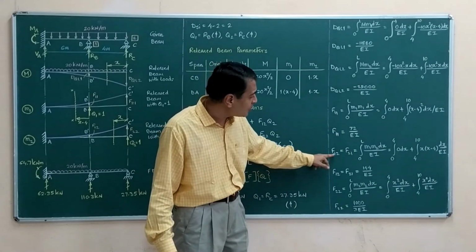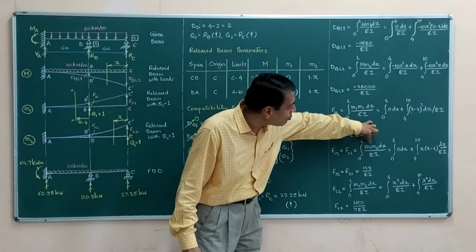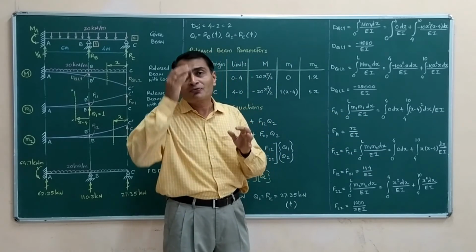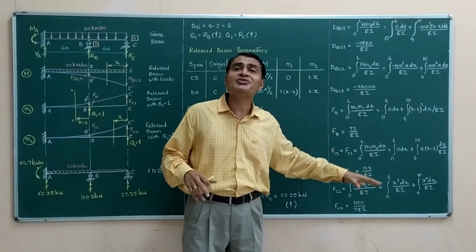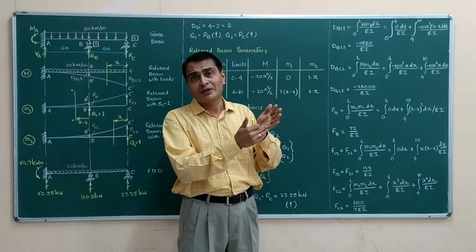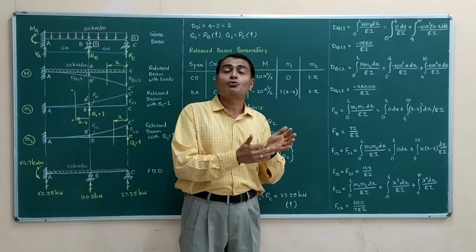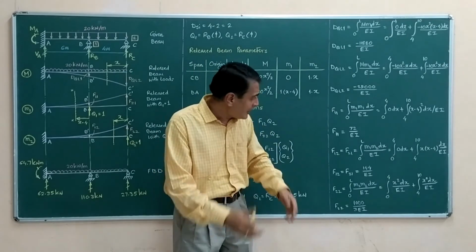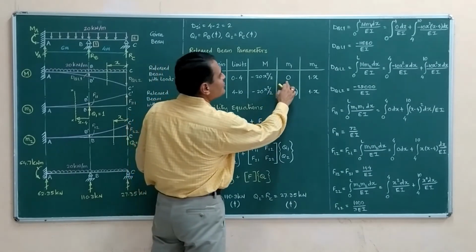Next, I am calculating F12 is equal to F21 as integral m1 m2 dx upon EI. See, even if you don't remember the unit load method, these expressions are very simple to remember. DQL1 means m into m1, DQL2 means m into m2, F11 means m1 m1, F22 means m2 m2, F12 means m1 m2, like that. So I am getting m1 m2 with respect to x upon EI.